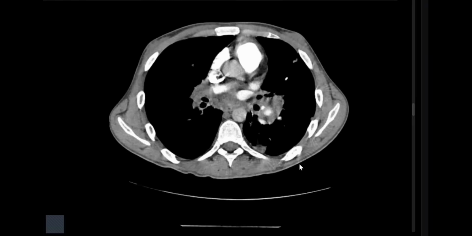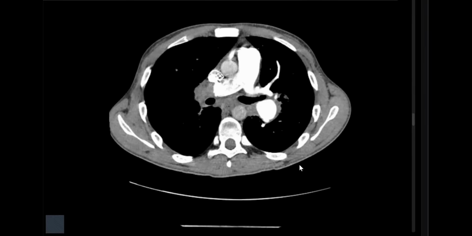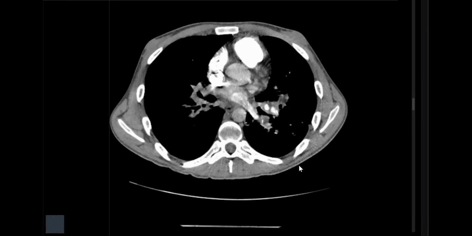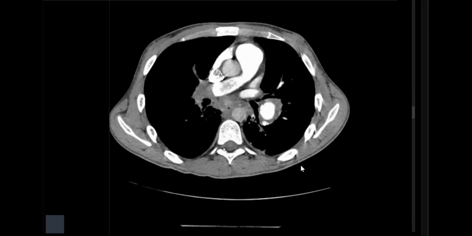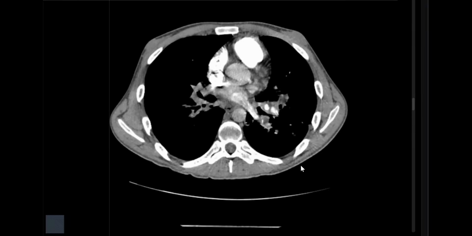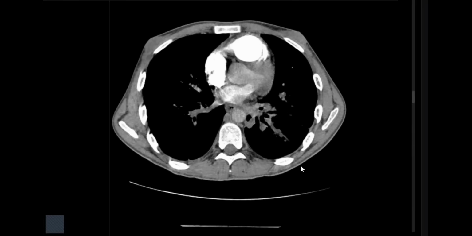I can see that there is also multiple bilateral hilar lymph node enlargement. Also, there is a small mediastinal lymph node enlargement. There is no pericardial effusion. In my routine practice, I want to change this into the lung window.